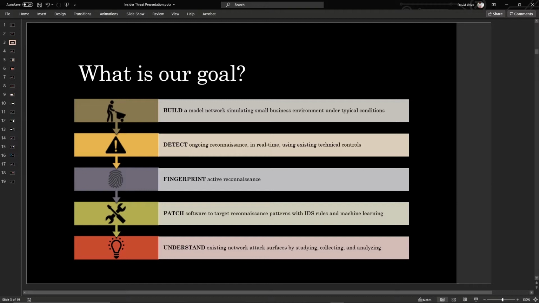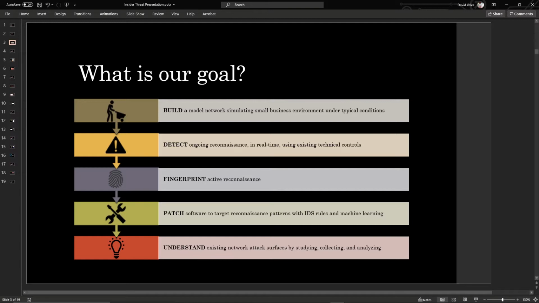Next, we detected reconnaissance activity in real time using technical controls so we can identify and fingerprint them using an algorithm. After successfully identifying the ongoing reconnaissance within the network, we patched our software to target these packets within intrusion detection system rules. We will then utilize machine learning to automatically assess the network and flag the malicious network activity.